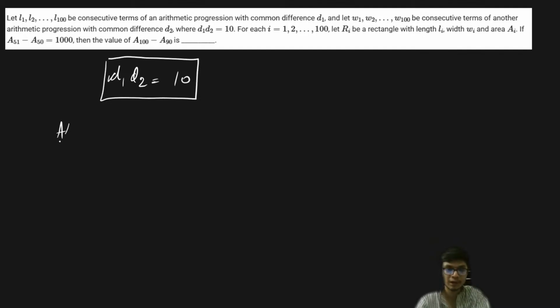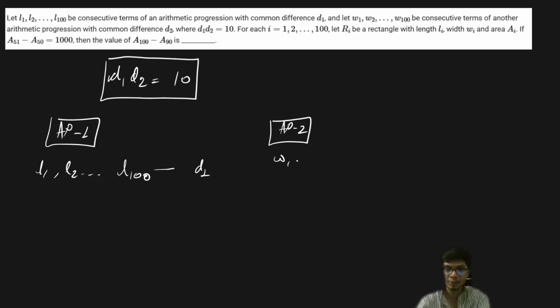So L1 going up to L100 are consecutive terms of an arithmetic progression with common difference D1. Similarly, W1 up to W100 are consecutive terms of another arithmetic progression with common difference D2. It is also said that the product of D1 and D2 is given as 10. So you have multiple APs. The first AP consists of terms L1, L2, and so on up to L100, where the common difference is D1. And the second AP has W1 and so on up to W100, where the common difference is D2.